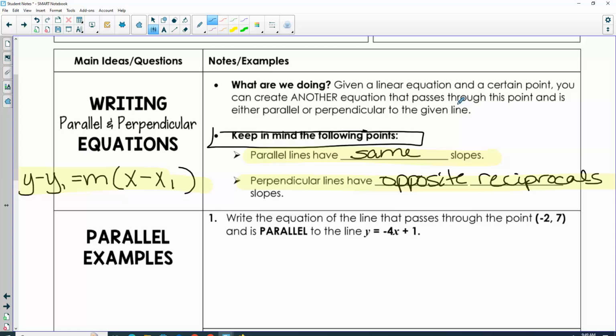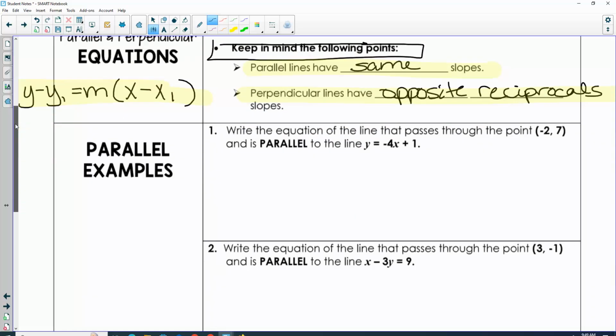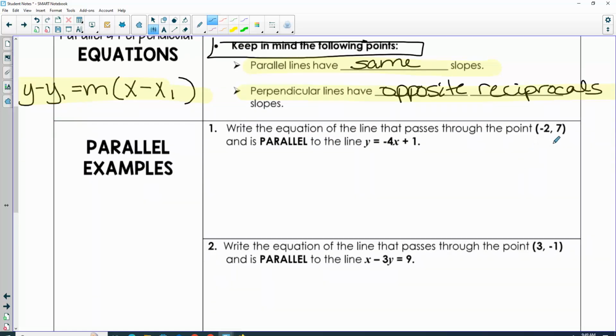So if I said, write the equation of the line that passes through the point -2, 7 and is parallel to y equals -4x minus 1. If they are parallel, what does that tell me about the slopes? They're the same. What's the slope of this line? -4. So our slope is -4. And our point is -2, 7. That is the x1 and the y1 in our equation.